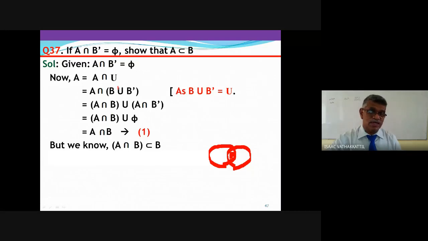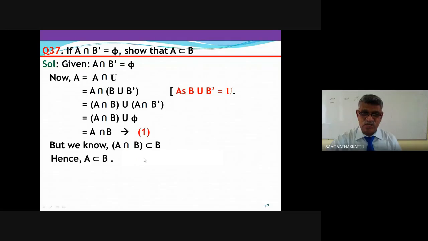The steps are very clear. A is A intersection B, but A intersection B is a subset of B, so A is a subset of B. Very commonly asked question. I have not used any diagrammatic concept here; I have directly written the steps. If A intersection B dash is null set, then A is A intersection B, so therefore A subset B. The question can be like this also: if A intersection B dash is equal to null set, show that A is equal to A intersection B.